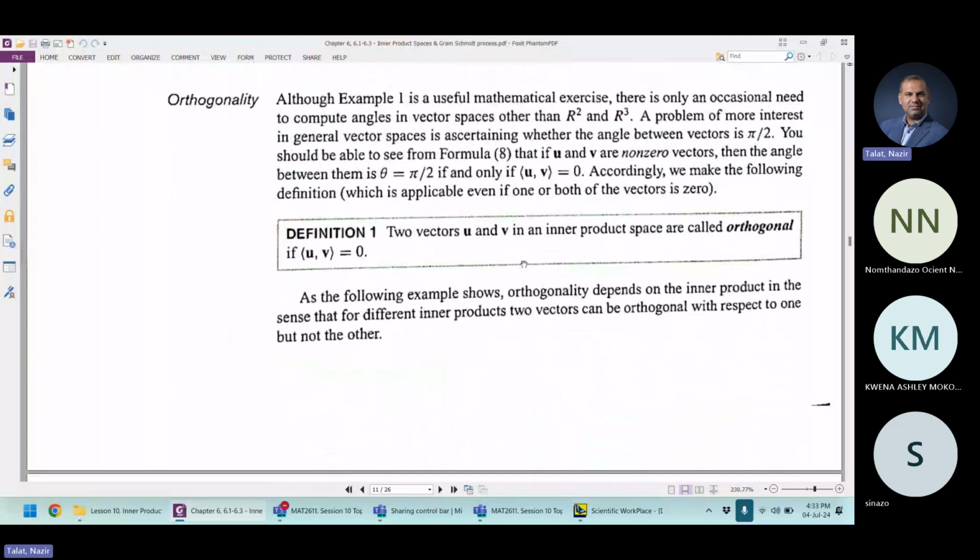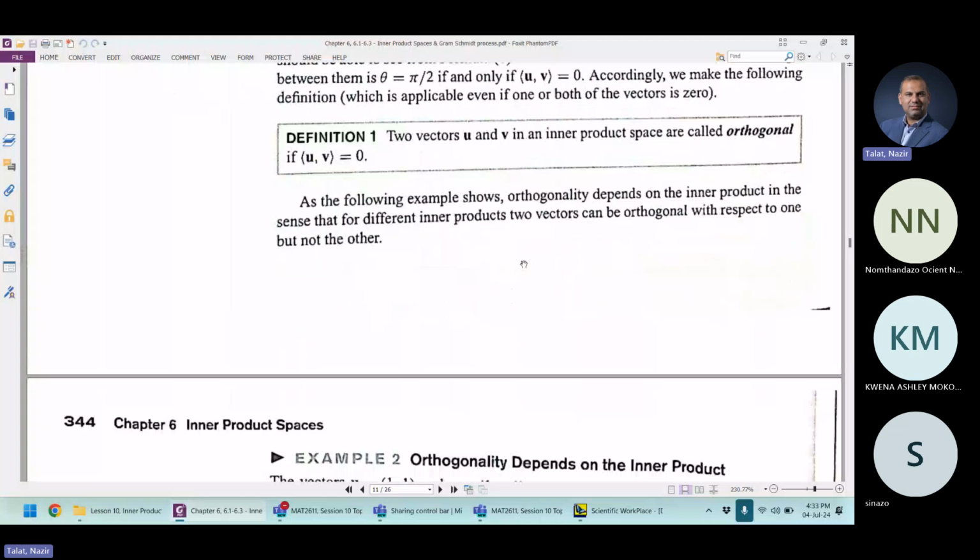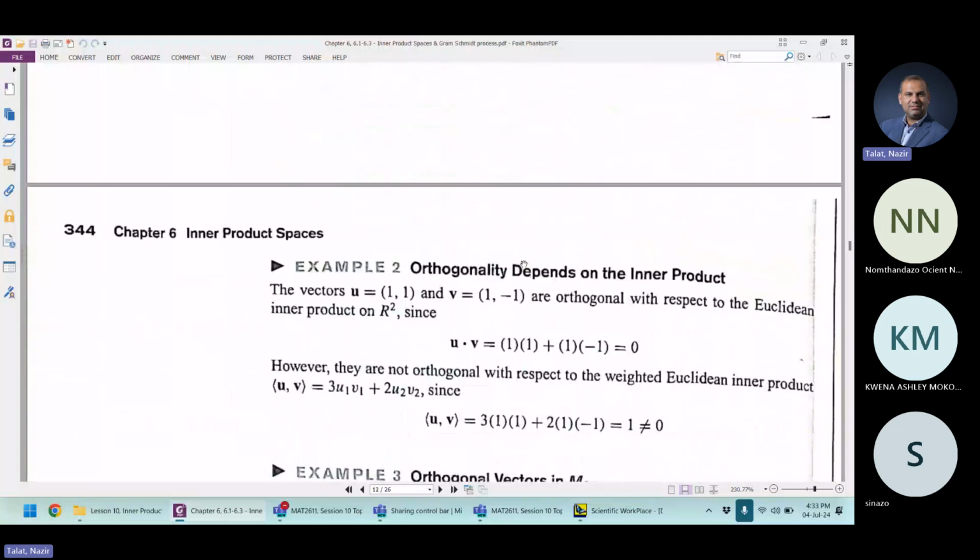Now, two vectors u and v are known as orthogonal vectors if their inner product is equal to 0. For example, if you have two vectors and their product is equal to 0, then you call them orthogonal vectors. This is a very important and interesting property.